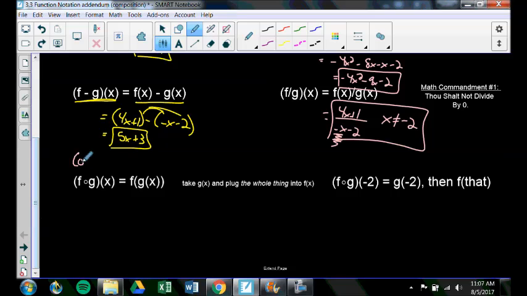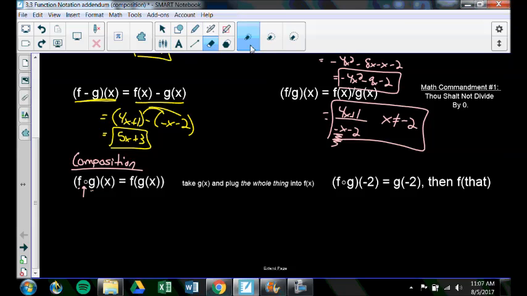Add, subtract, multiply, divide with functions, but you can also compose them. This is function composition. What that means is you're going to take one function and put it inside another. That's what this open circle means. That's not an O, that's just an actual symbol. The open circle means composition. This is read f composed with g, or we say f of g. It looks like fog, but it's not fog, it's f of g of x.